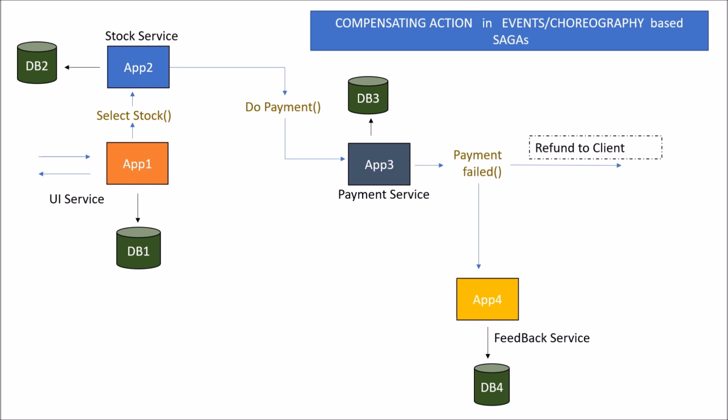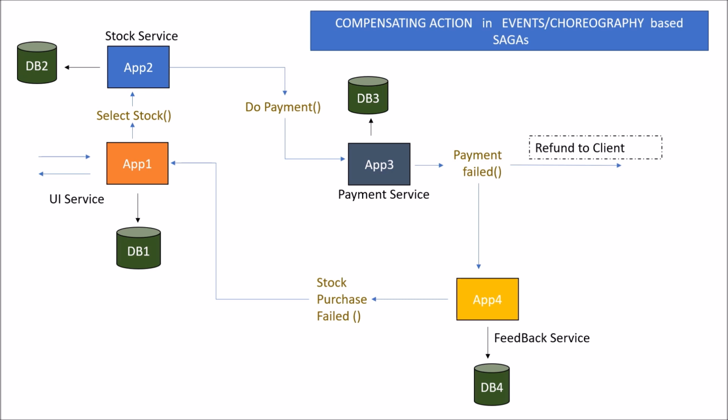So on receipt of the payment failed event, the feedback service will generate an event. So the event could be stock purchase failed, that will be listened to by the user service or the UI service, and the response is finally shown to the user.